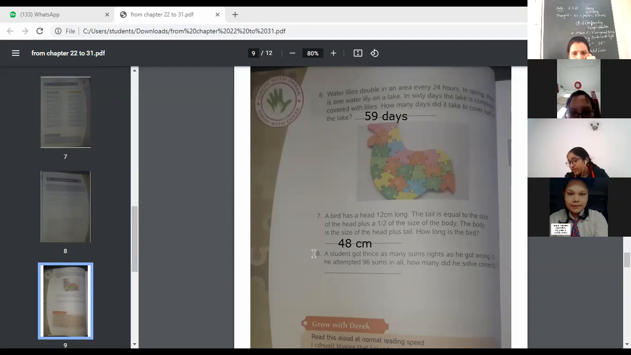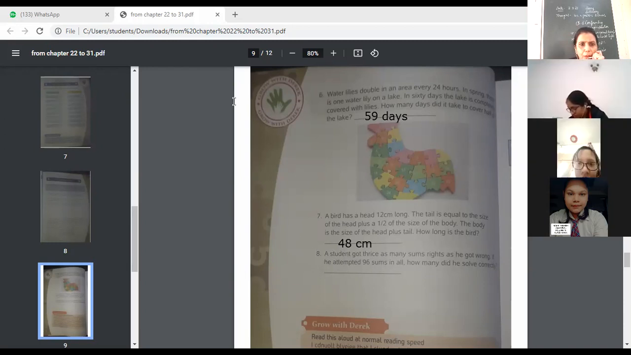Ma'am, I have taken wrong as x and right as 3x, and then 3x plus x equals 96. So 96 divided by 4 equals 20. Ma'am, 20. No, 72. How 72? The rest of the children may also solve it. Kindly solve it correctly.